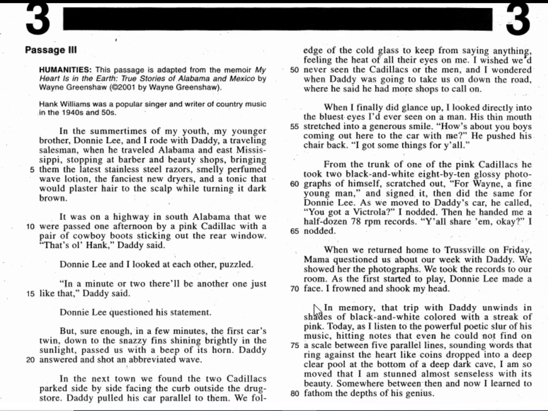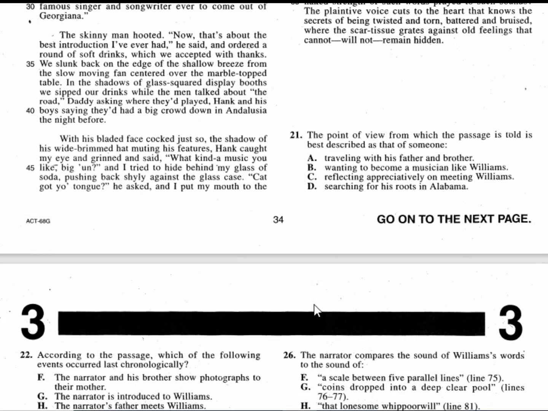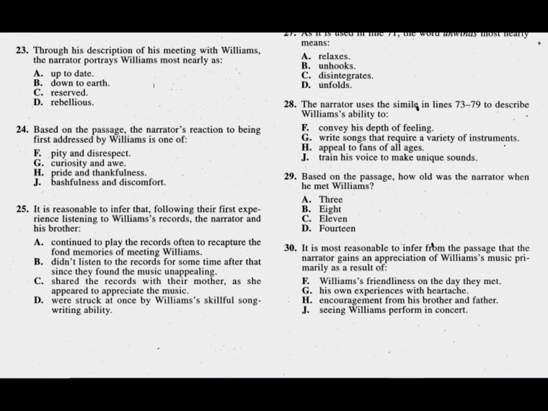You look at your answer choices, and there it is right there. Answer choice C, reflecting of his youth, and the passage is all about Hank Williams. C for 21. Problem number 23, first thing we want to do is go ahead and label it.